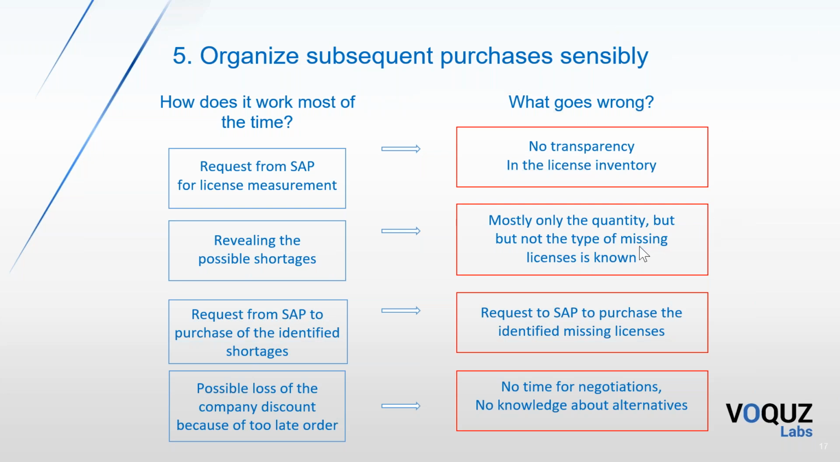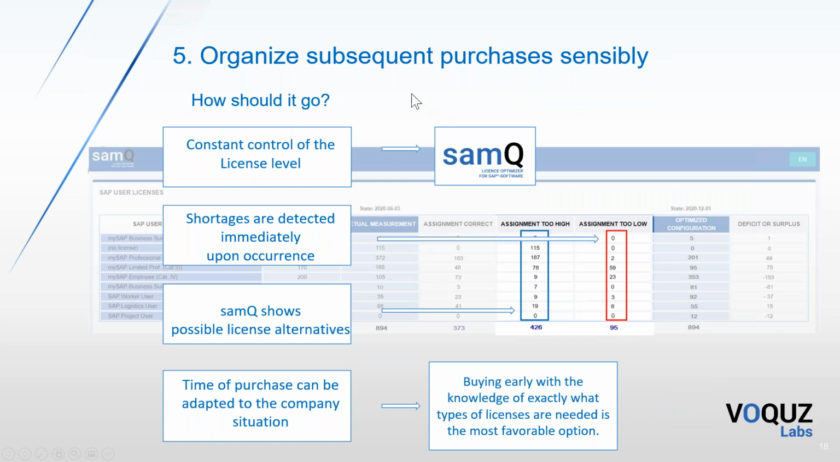After the audit, there is pressure to close the audit, to close the negotiation, and it gets more and more difficult to get there. So how should you prepare to do that? First step is to understand what your license level is, to understand what your shortages are, and to detect them and decide on a quarterly or half-year basis to true up your licensing situation. A tool like our SAMQ shows possible license alternatives so that you can also classify your users differently, more adequate to their actual usage, and avoid unnecessary license purchases.